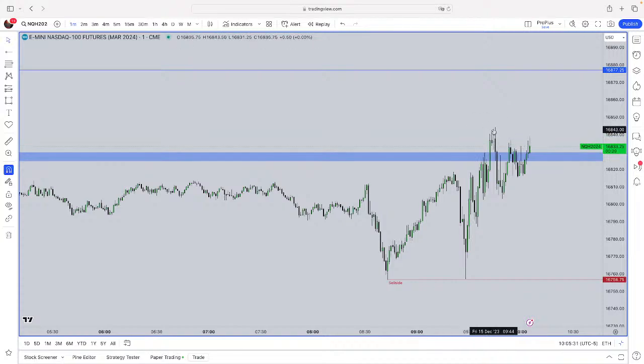Potentially, people trying to sell this are going to get trapped in it now. So the markets probably want to take them out.